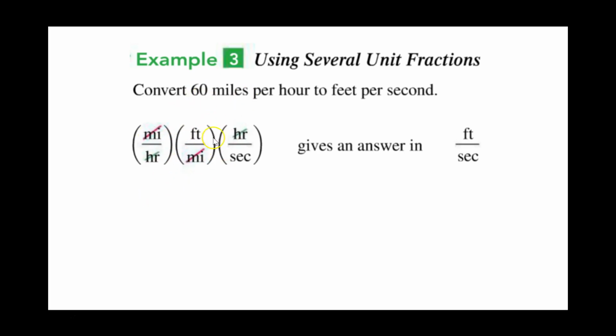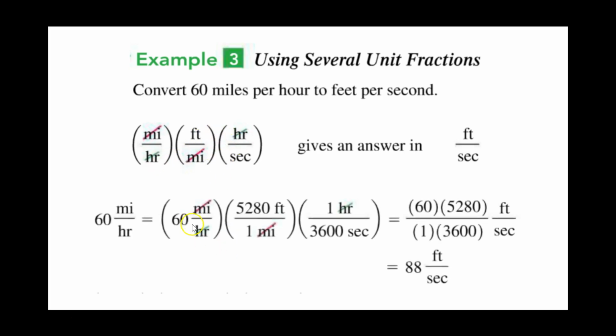They cross out. The hours cross out here, so I'm left with feet per second. So here's my relationship. 1 mile equals 5,280. 1 hour equals 3,600 seconds. This is the same thing as saying 60 times 60.